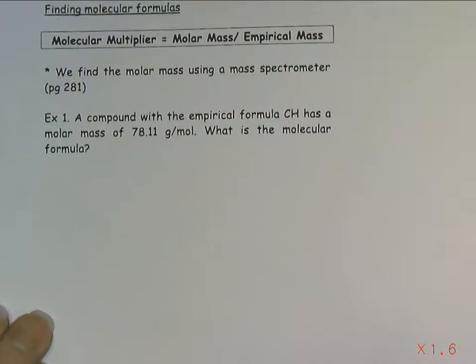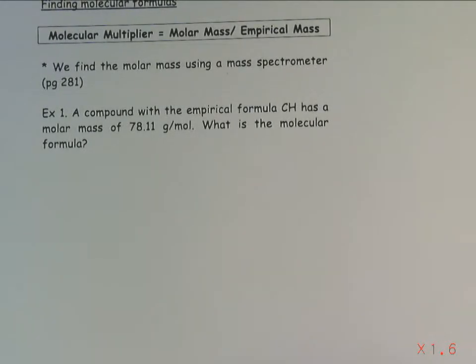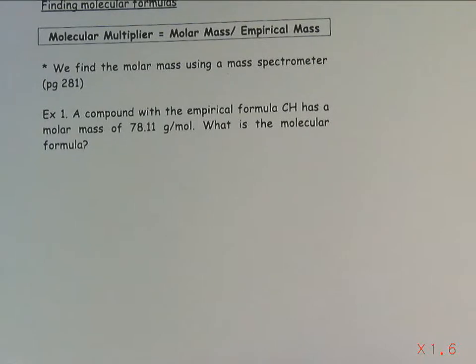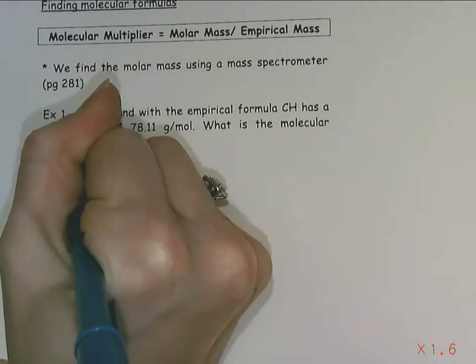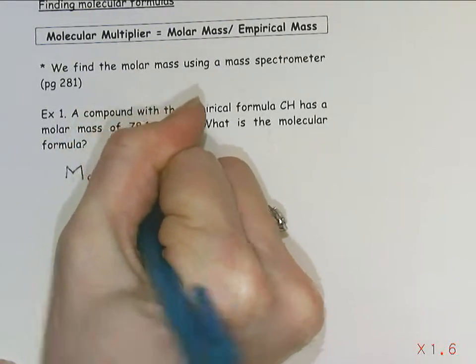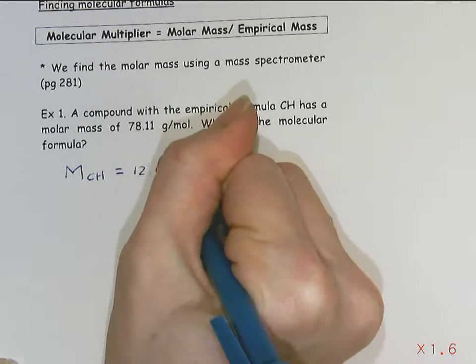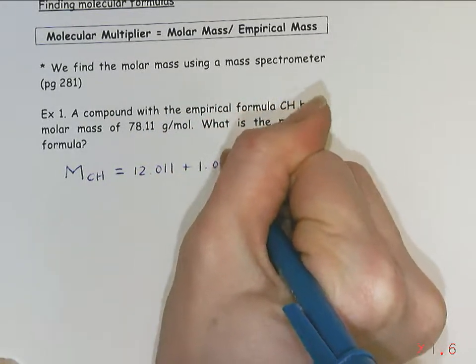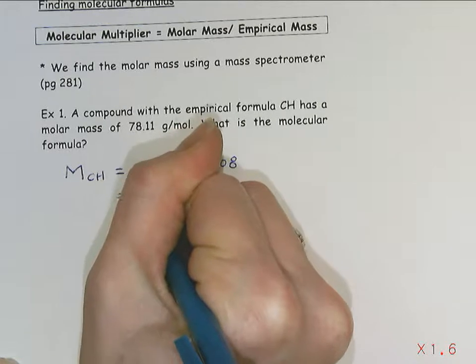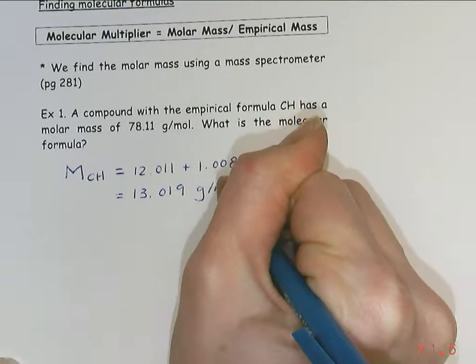In example number 1, it says a compound with the empirical formula CH has a molar mass of 78.11 grams per mole. What is the molecular formula? The very first thing we want to do is calculate the molar mass of this empirical formula, just CH. Looking at my periodic table, carbon has a molar mass of 12.011, hydrogen 1.008. Add these up and my molar mass is 13.019 grams per mole.